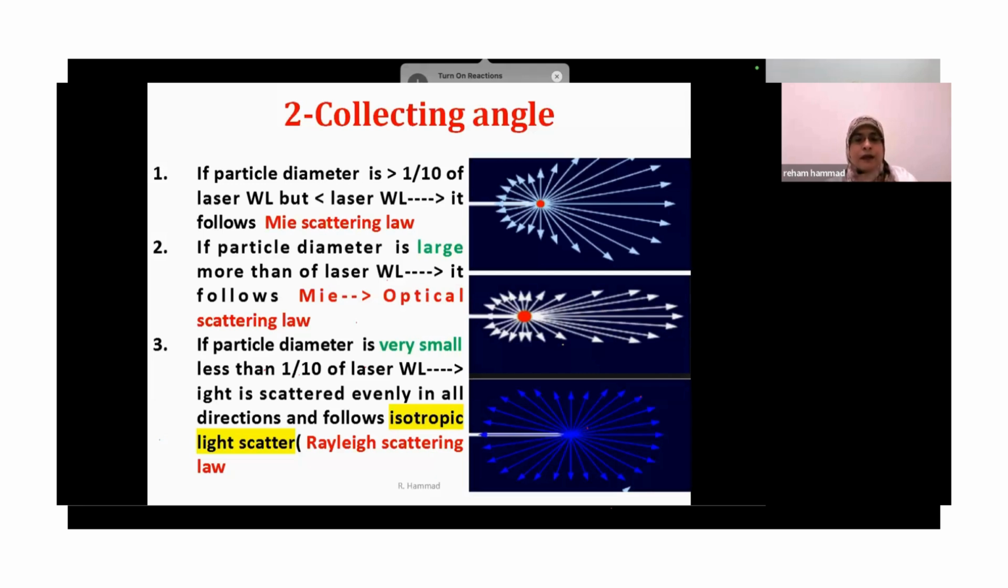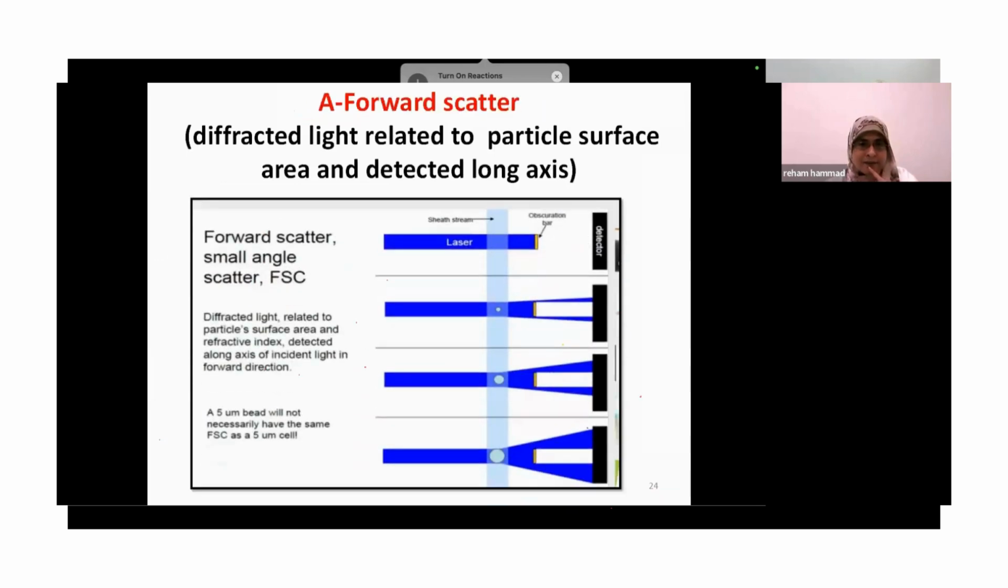But the results are not the same if you are dealing with very small particles, less than 1 over 10 of the wavelength of the laser. For neuroblastoma, till now, there is no definite rule to conclude the final results about using CAR T-cell therapy as a standard of care.